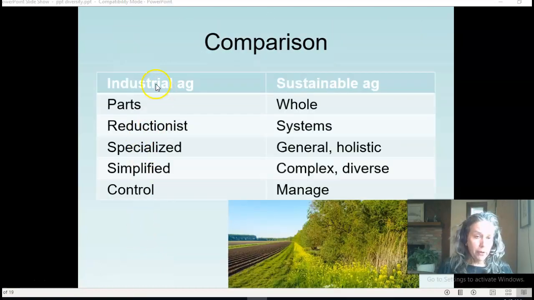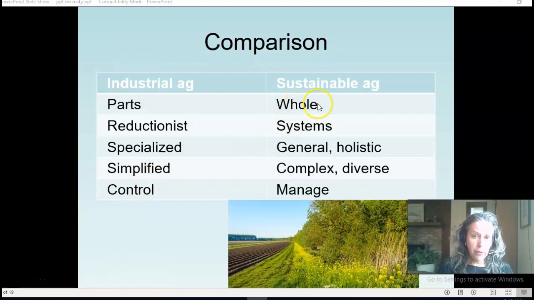If we compare industrial ag to sustainable ag, I think we can see that we're often just talking about parts in industrial ag. It's more of a reductionist, specialized focus, and it can also be viewed as a simplified system that controls and eliminates instead of manages.